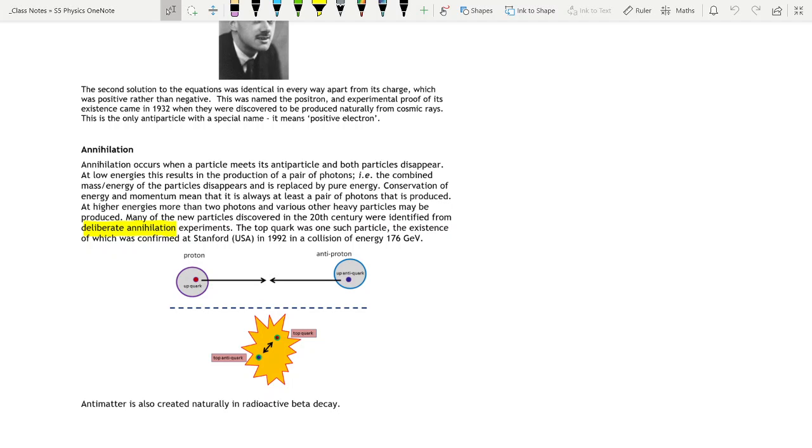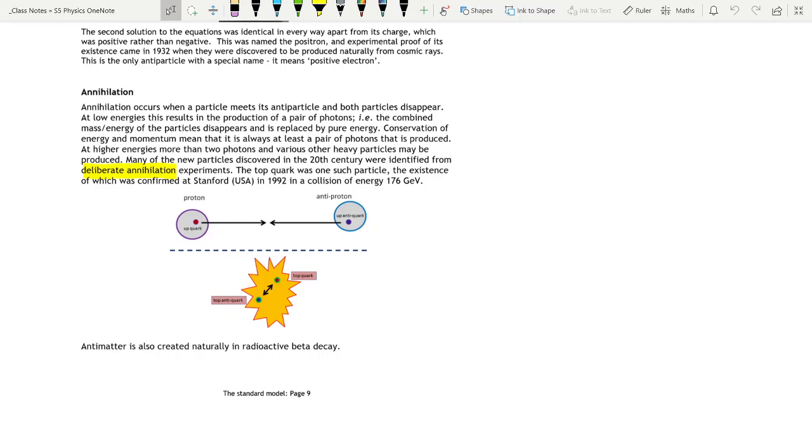Annihilation occurs when a particle meets its antiparticle and both particles disappear and produce energy. Okay, at low energies, this results in the production of a pair of photons, i.e. the combined mass energy of the particles disappears and is replaced by pure energy. Conservation of energy and momentum means that it's always at least a pair of photons that is produced. Remember, photons are light particles. At higher energies, more than 2 photons and various other heavy particles may be produced.